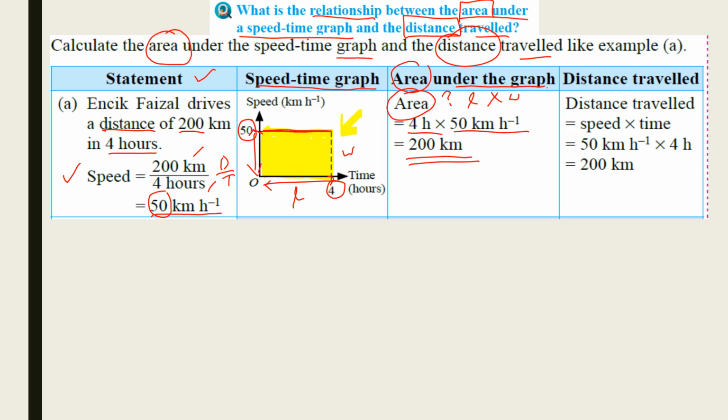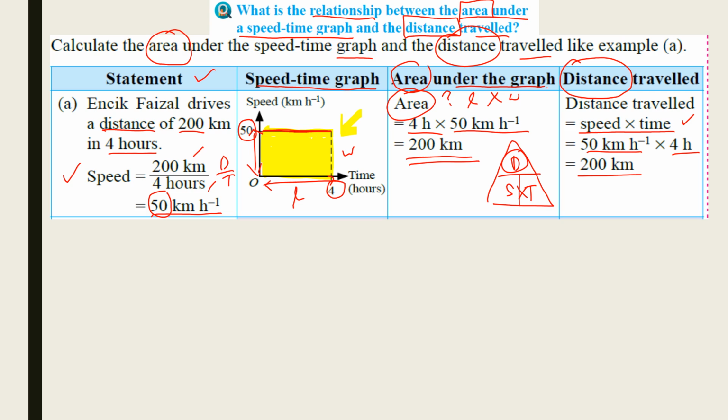And then we find the distance travelled. Okay, how to find the distance travelled? We use the formula. This formula we are used to already. You still remember? DST. So distance is speed times time. That's why you get this one. Okay, speed you know it's 50 kilometer per hour. Time is 4. So you get 200 kilometer.